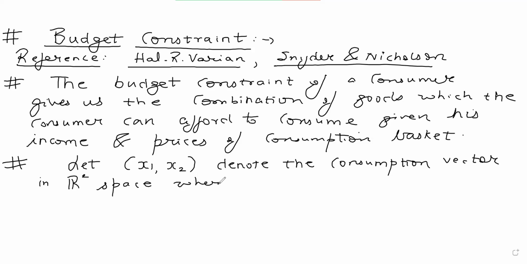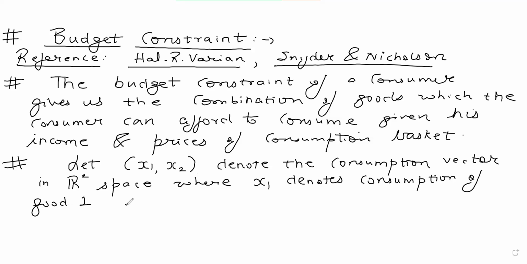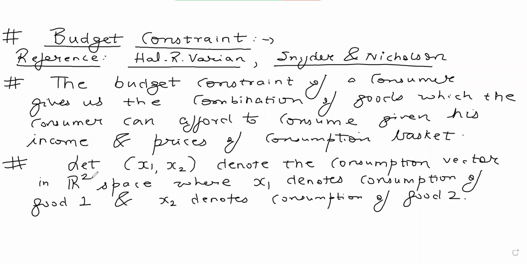where X1 denotes consumption of good 1 and X2 denotes the consumption of good 2. Okay, so X1, X2 is a consumption vector in the R2 space. This is not R square, guys. This is R2. We have done this in our mathematical methods for economics part 2 course, when we did functions in several variables. So X1, X2 denotes the consumption vector in the R2 space.